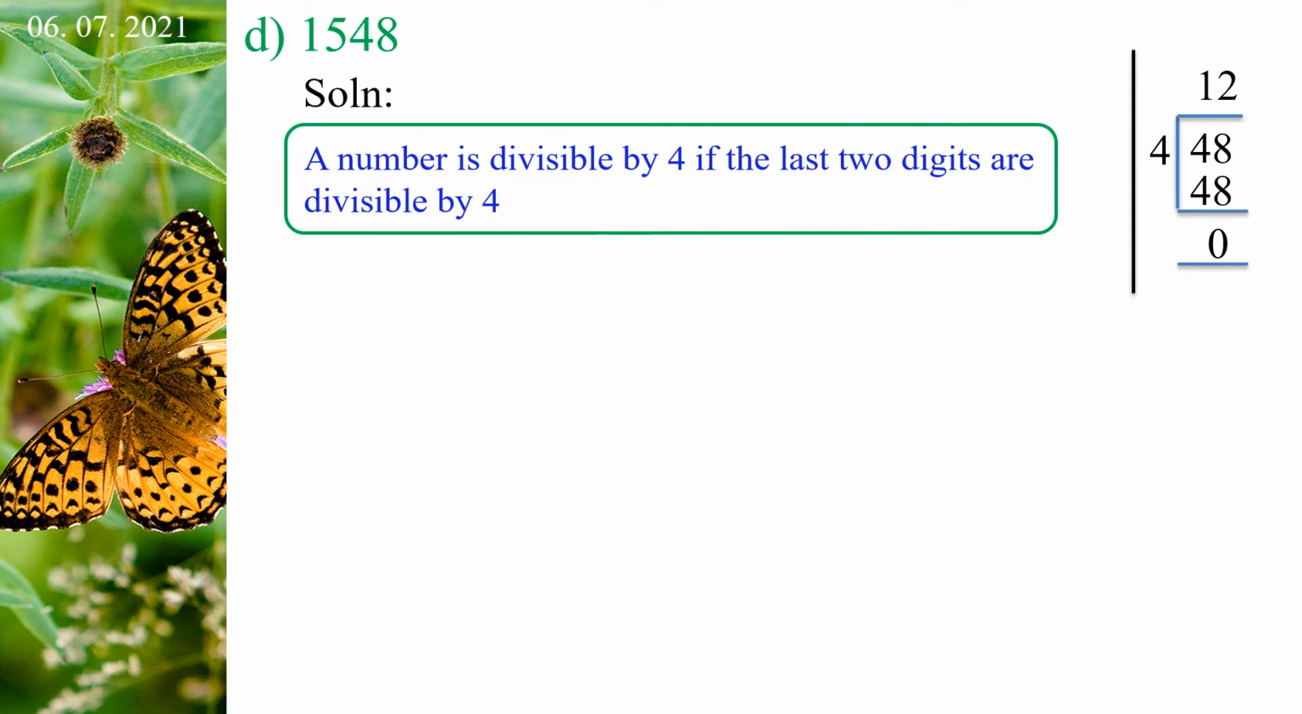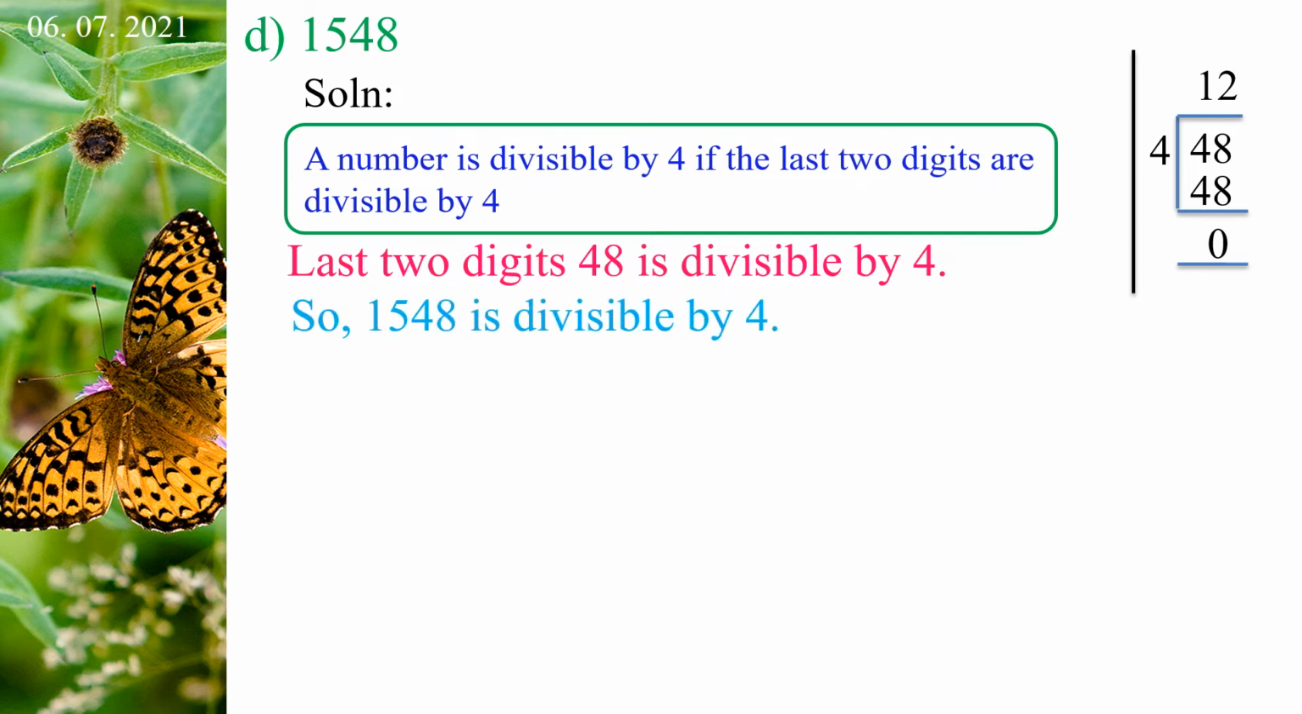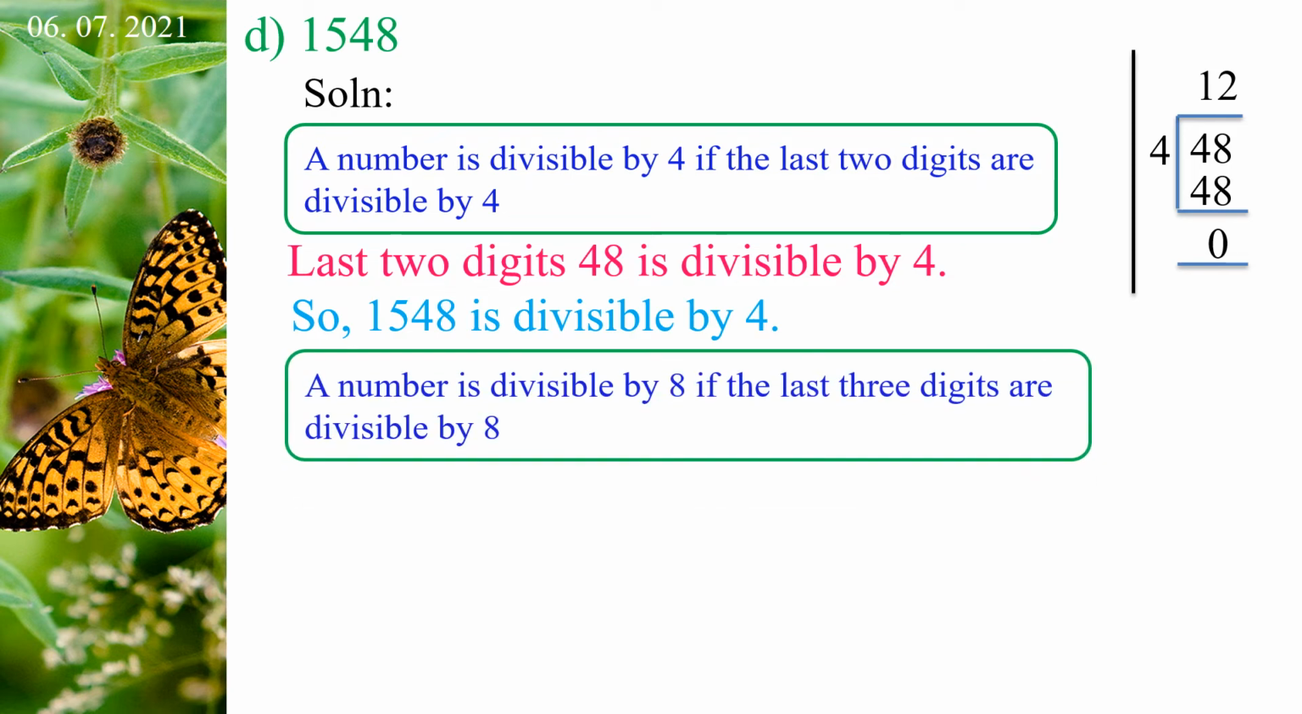The remainder is 0, which means 48 is divisible by 4. That is, the last two digits 48 are divisible by 4. So 1548 is divisible by 4. Next, let us check whether 1548 is divisible by 8 or not. We know a number is divisible by 8 if the last three digits are divisible by 8. Here the last three digits are 548.